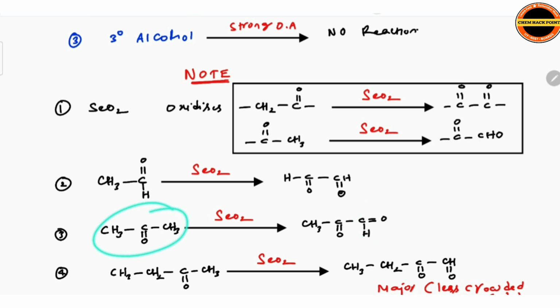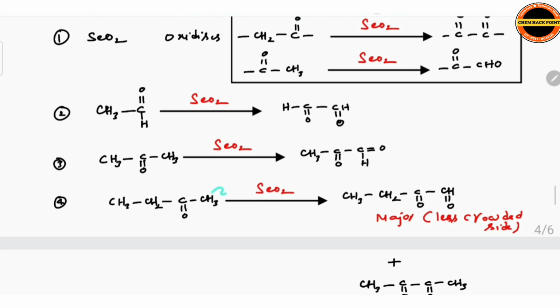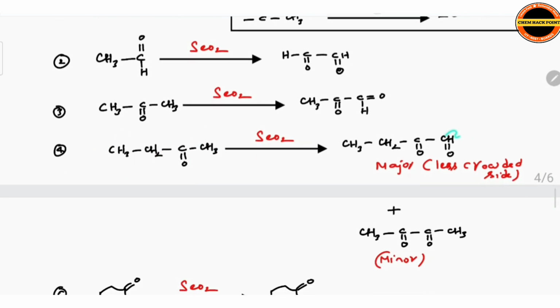If it is symmetrical, any one carbon you can select and convert into CHO. But if it is unsymmetrical, see here: less crowded side, here more crowded side, between them there is CO. Then the major product is from the less crowded side, the side with fewer carbons, here more carbons. So the less crowded side gives the major product. The less crowded carbon you convert into aldehyde.